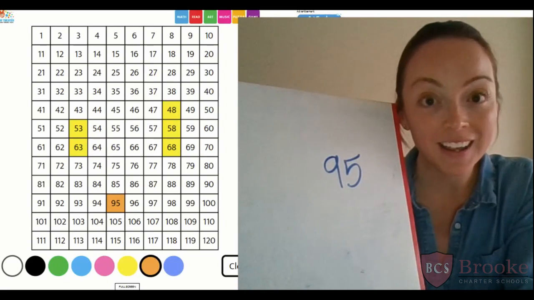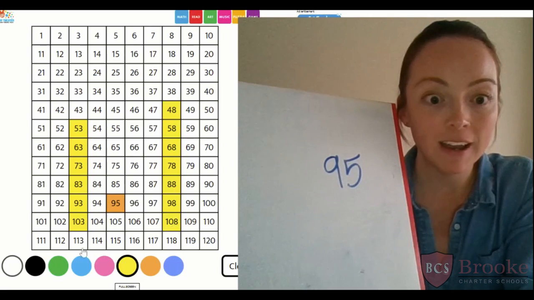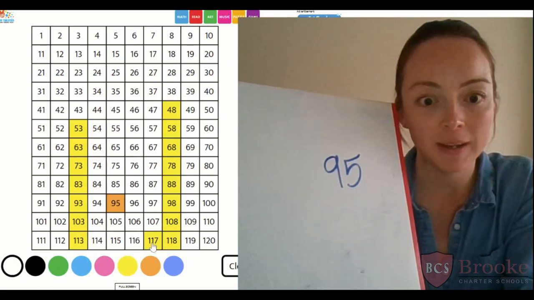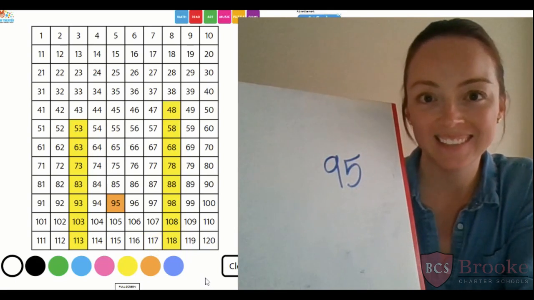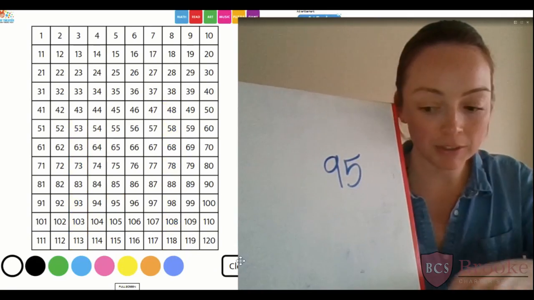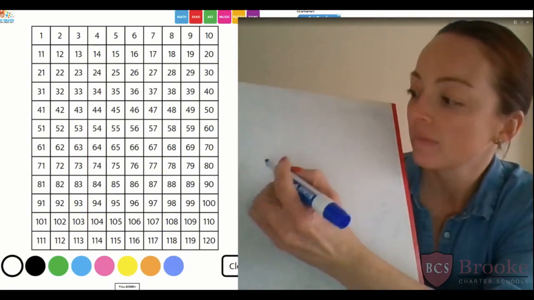If you said no, I agree. We notice this pattern is moving down the hundreds chart. So 95 would not fall into my counting pattern today. You didn't get tricked. Nice work. The next thing we're going to do is, of course, practice a missing part in total problem.